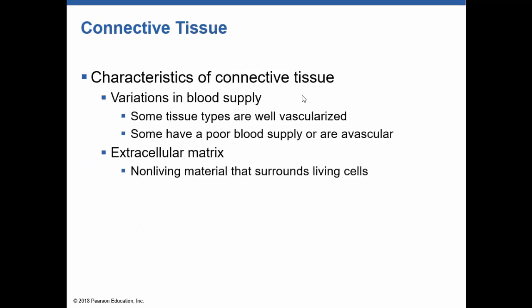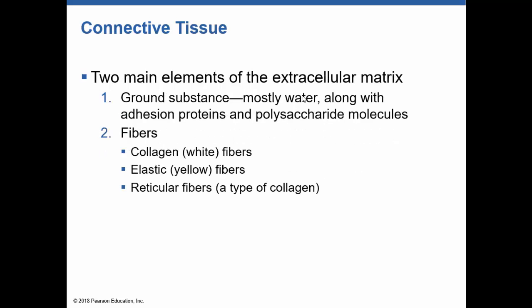Now in this case, you do get some blood supply in some cases, and this is called vascularized. There are some that get poor blood supply or don't get blood supply, and that's avascular. So you kind of get a mix of that. And then there's also an associated extracellular matrix. It's a non-living material that's actually surrounding all the living cells, kind of as part of the binding ability.